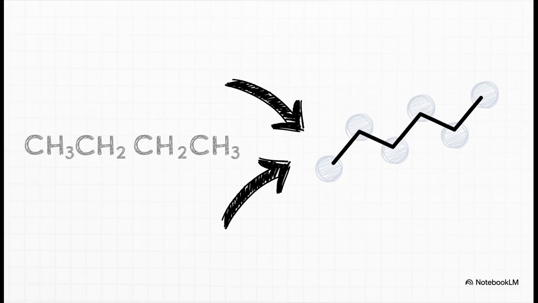Every point and every end of a line is a carbon atom. The lines themselves are the bonds between them. And the hydrogens, you don't even draw them. They're just implied. It's fast, it's clean, and it's the go-to language for organic chemists.